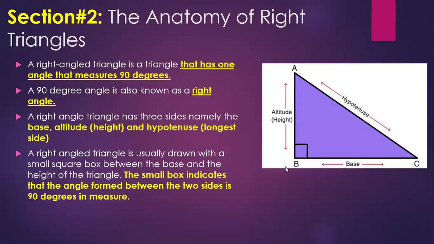Miles, what does the small box indicate? It indicates that the angle formed between the two sides is 90 degrees in measure. Very good.